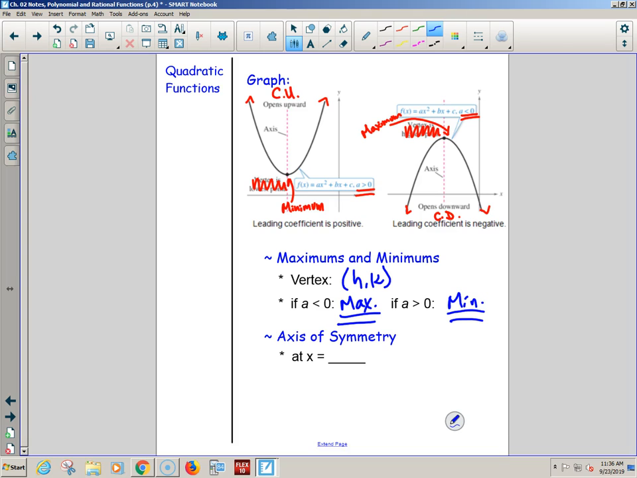This might seem so basic and so simple, but when you get to calculus, it gets so tricky, the max and min idea. So it's really important to know concave down has a max, concave up has a min.